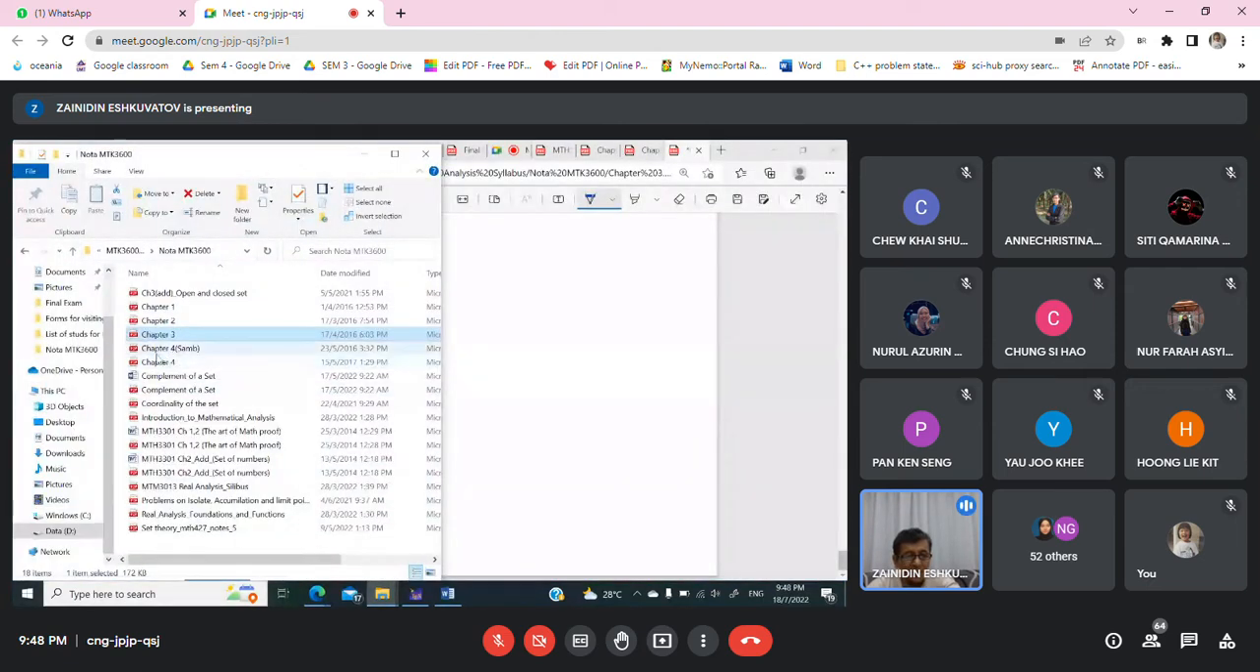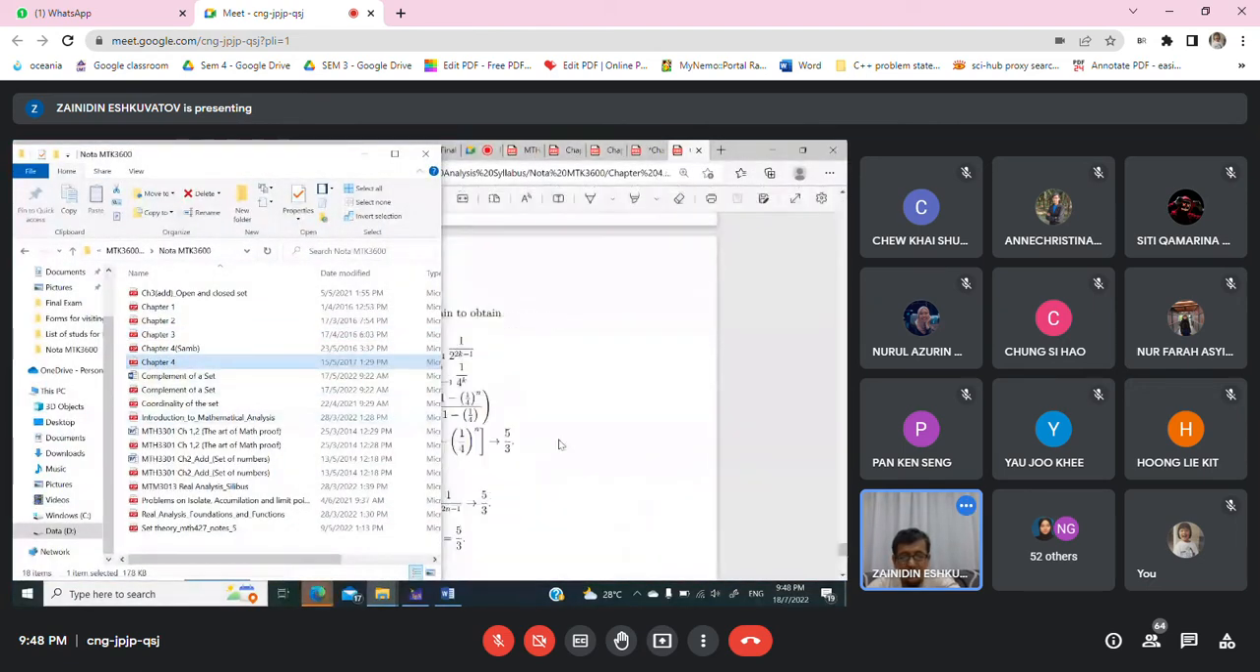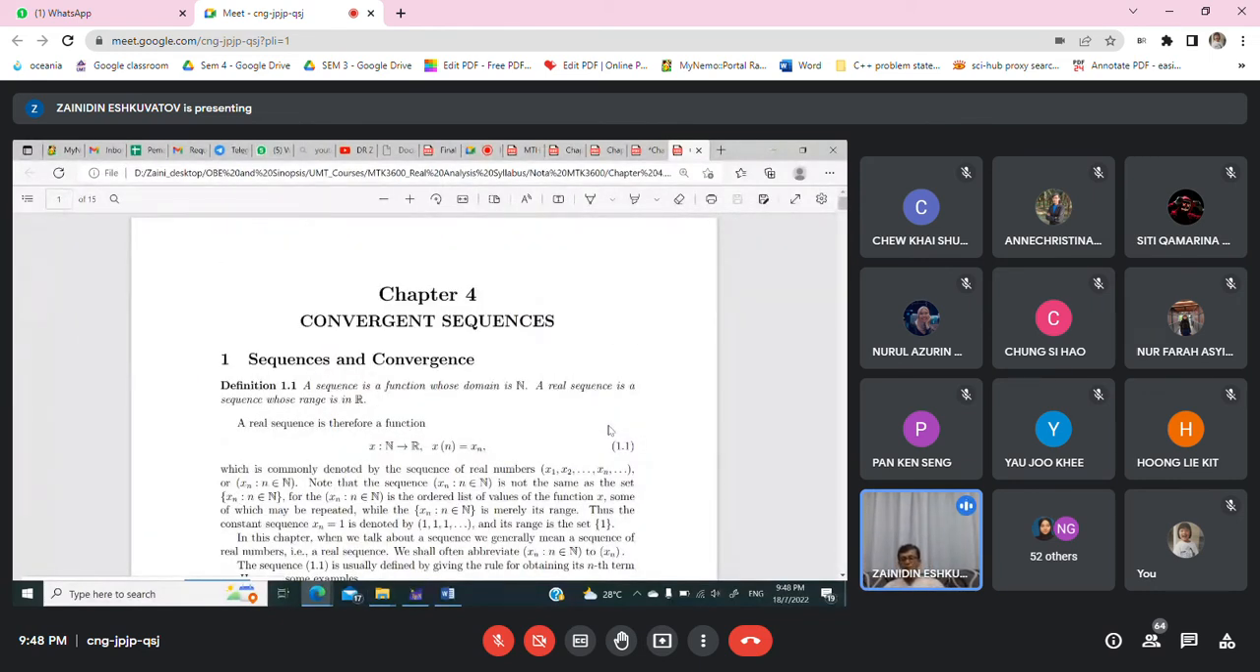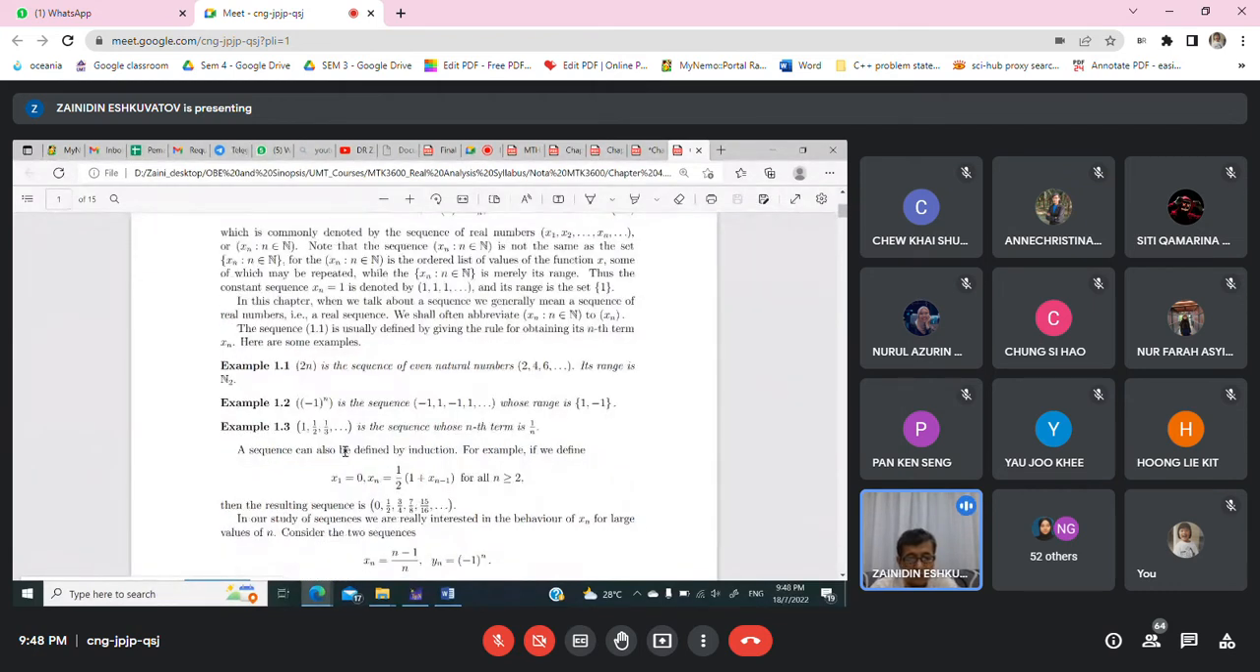Now one of the important chapters is number 4, which is sequence, subsequence, convergent, not convergent. Please learn this here, and mostly pay attention to examples given by two formulas. For example, a sequence whose nth term is 1 over n. If we define it like this, then the resulting sequence is like this.